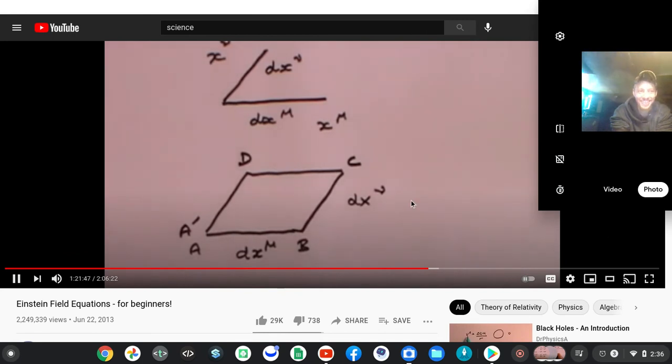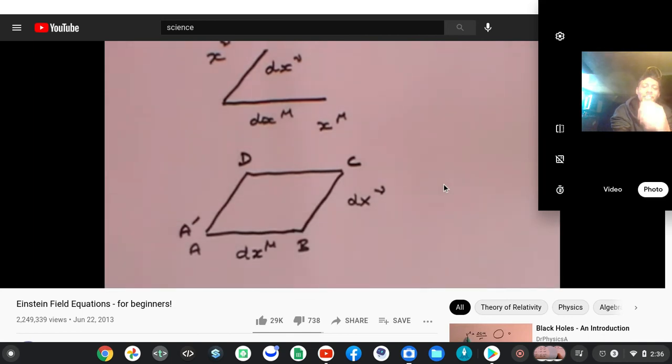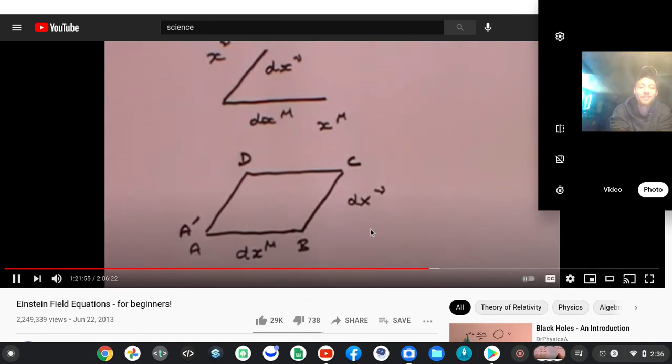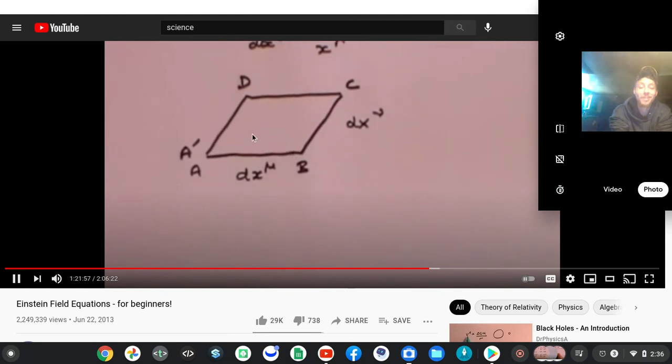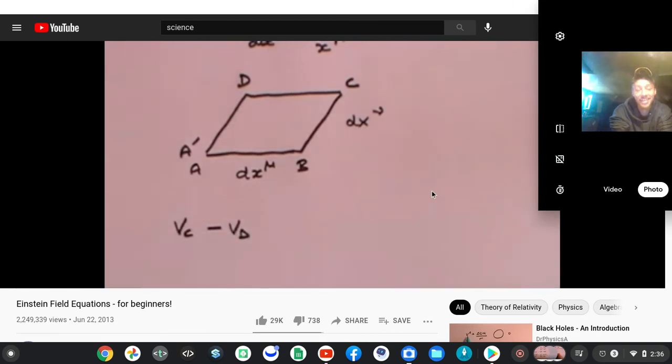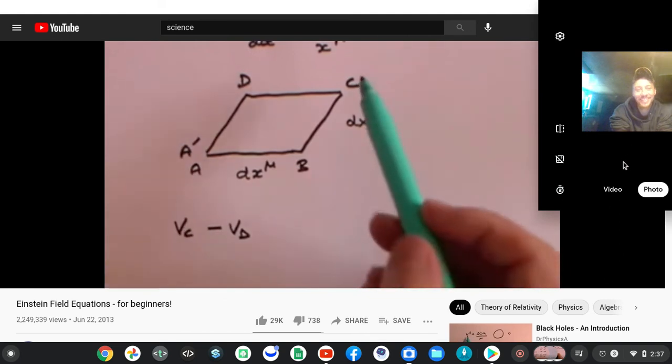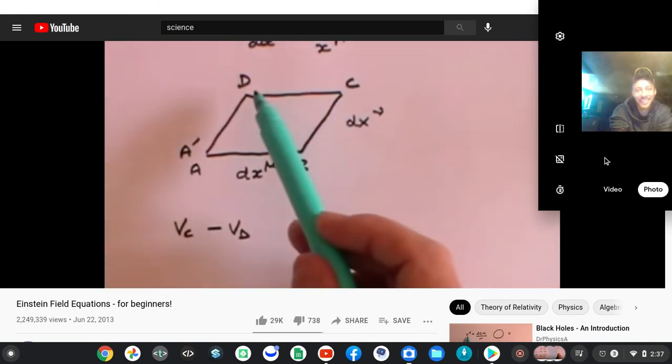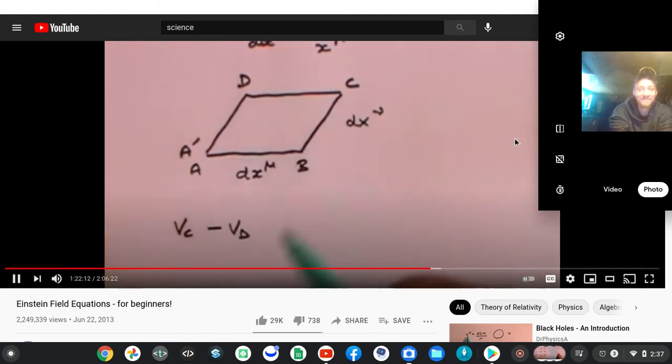So the vector at A prime may not be the same as the vector at A if we have gone round a curved surface. Now let's consider two paths. The first is VC minus VD. That's essentially what we're talking about there: the difference between the vector at point C and the vector at point D.